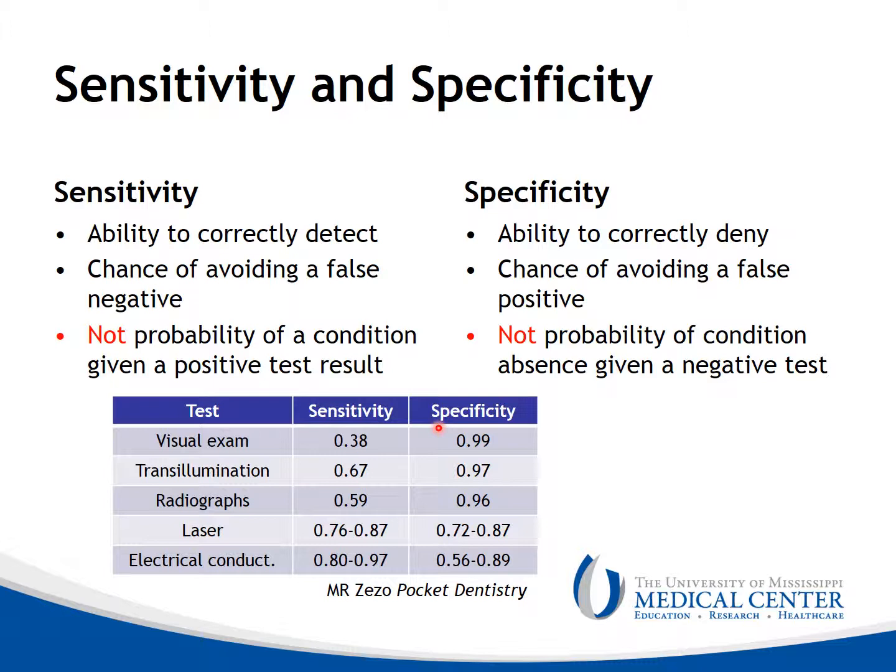Specificity does not tell you the probability of having the condition. And sensitivity does not tell you the probability of having the condition. They only tell you the probability of correctly identifying the condition. And the probability of having the condition, given a positive or negative test result, depends on how prevalent that condition is in the population, in addition to depending on the sensitivity and specificity.